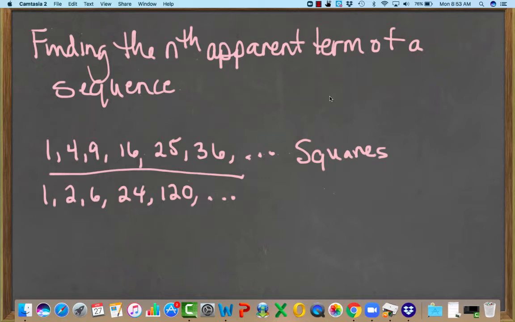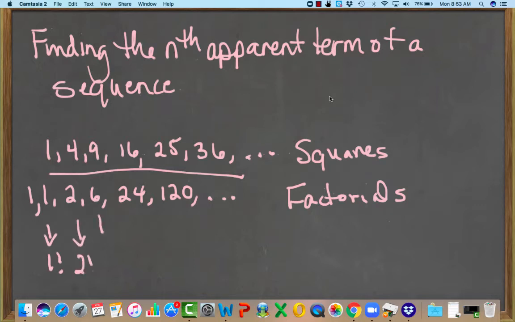Another very common set of numbers to see is the numbers 1, 2, 6, 24, 120. Sometimes you'll actually see 1, 1, 2, 6, and those are your factorial numbers. So this would be 1 factorial, 2 is 2 factorial, 6 is 3 factorial, and don't forget that the beginning 1 is actually 0 factorial.